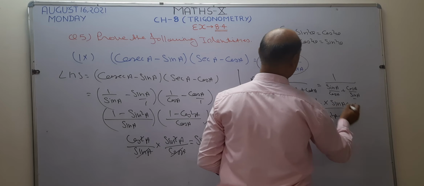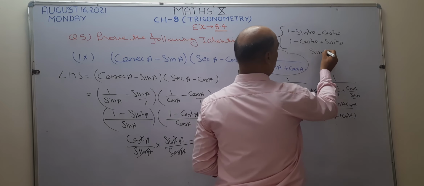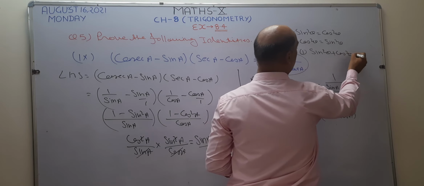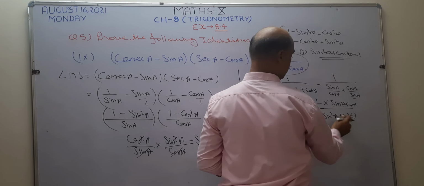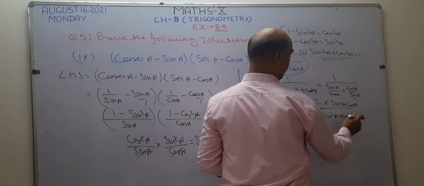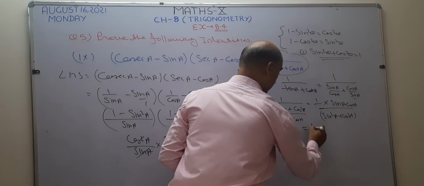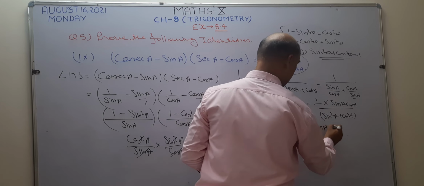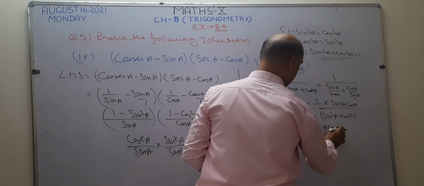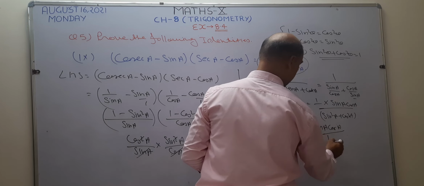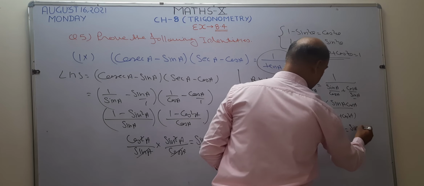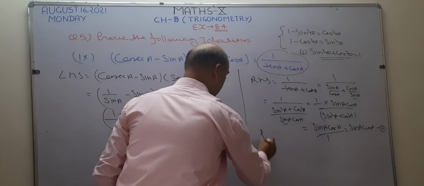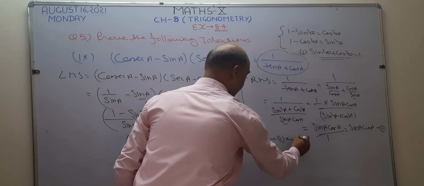Now again I am going to use this identity. You know, this is the first identity: sin square theta plus cos square theta is equal to 1. So instead of sin square A plus cos square A, I want to write 1. So the numerator part becomes sin A cos A and the denominator part becomes 1. So this is equal to sin A cos A. Take it as number 2.